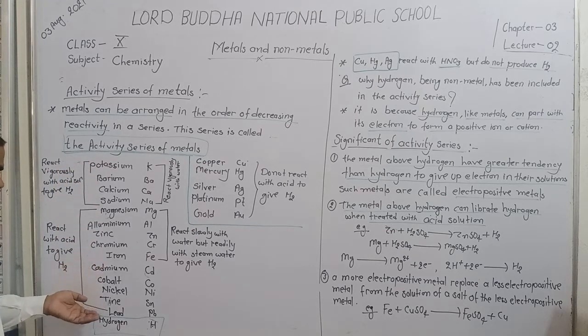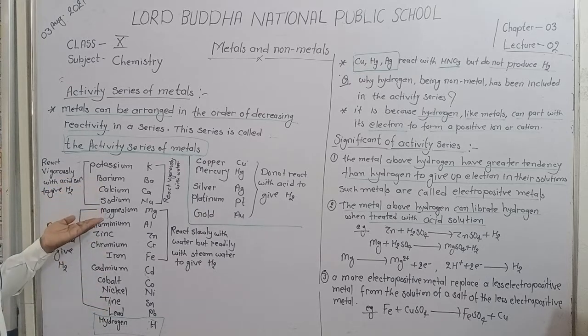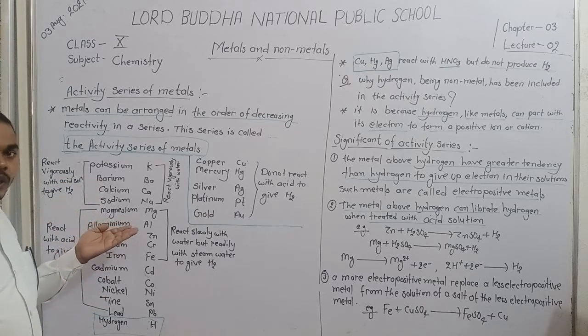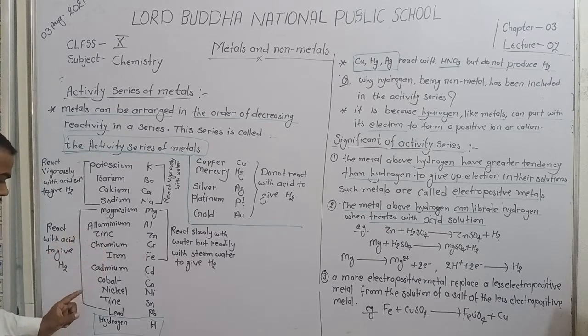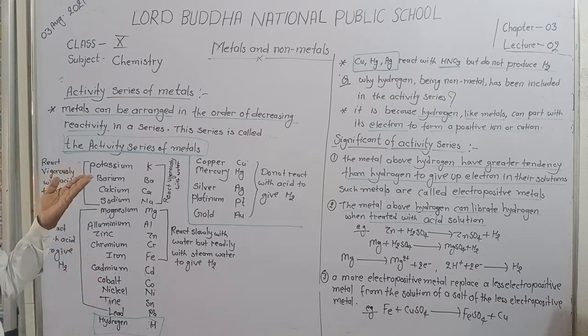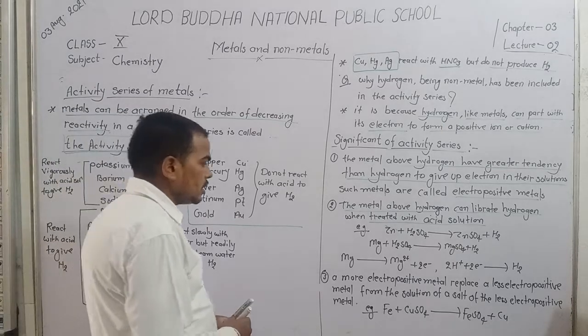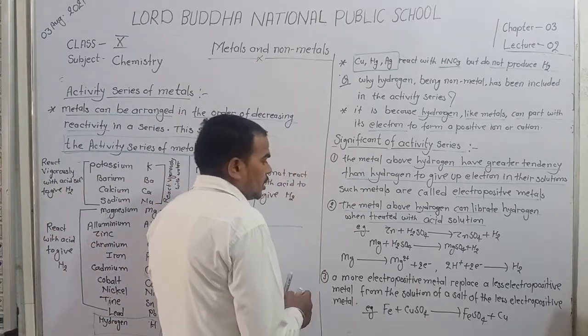Second, the metals placed above hydrogen give H2 gas, that is hydrogen gas, in acidic solution. They give hydrogen gas in acidic solution because their reactivity, their electropositivity, is greater than hydrogen. We'll now discuss an example.